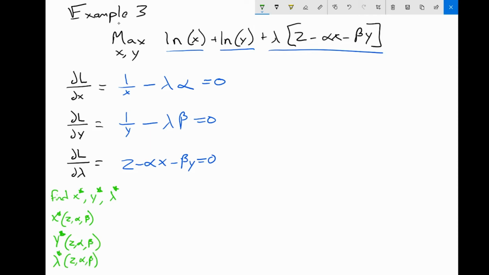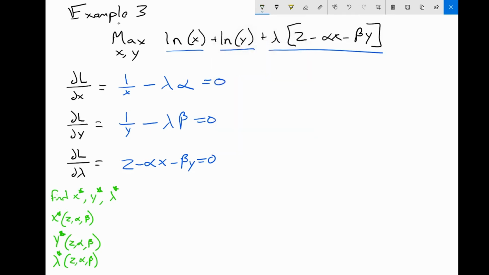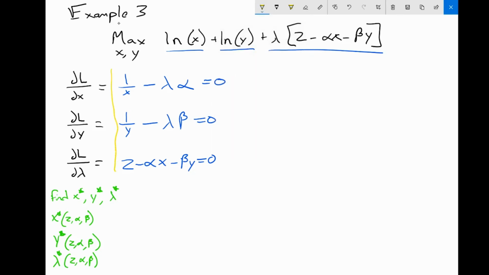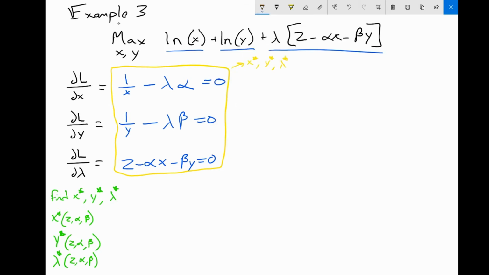All right, so let's do that. This can be challenging, but let's see if we can figure it out. What we need to do is solve these three equations for x star, y star, and lambda star. This is going to be tricky, but let's do it.